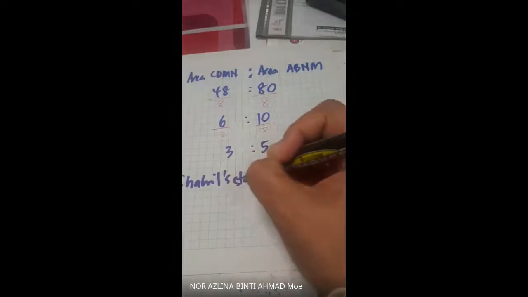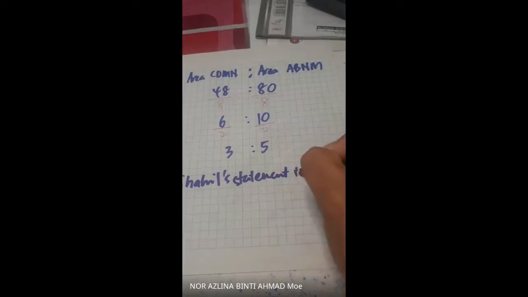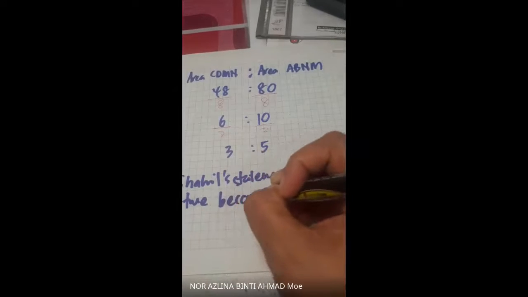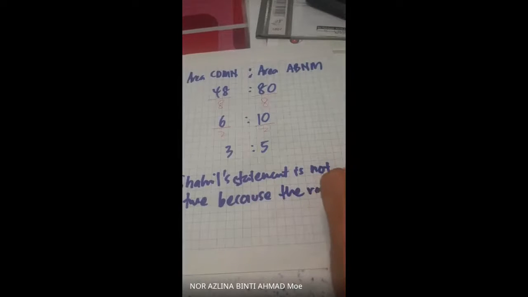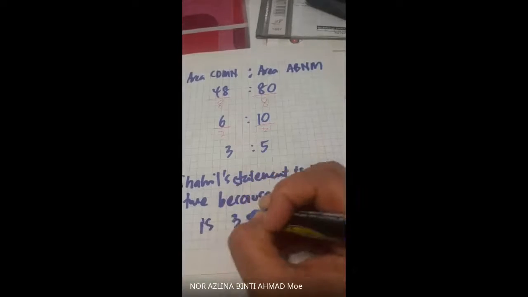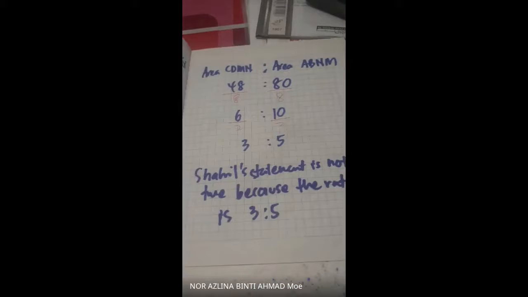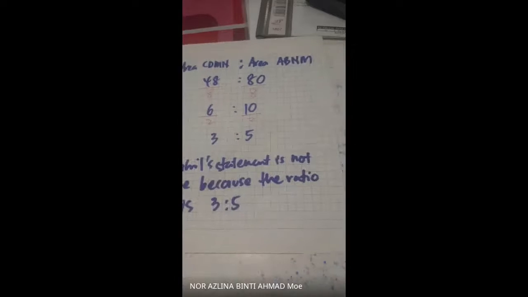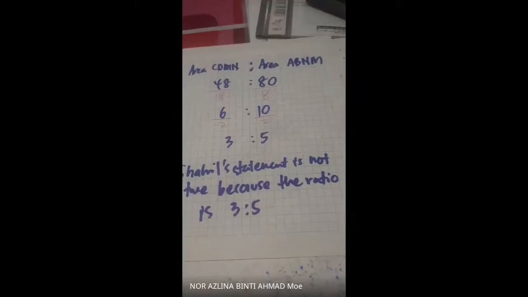Syahril's statement is not true. Because the ratio is 3 to 5. Understand? For number 3? Yes, not true. It's not true, because the ratio that we get is 3 to 5. Understand? Okay.